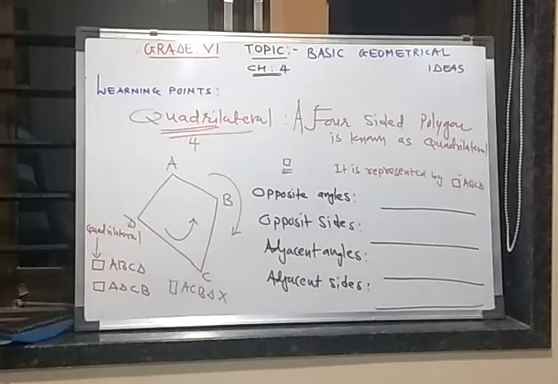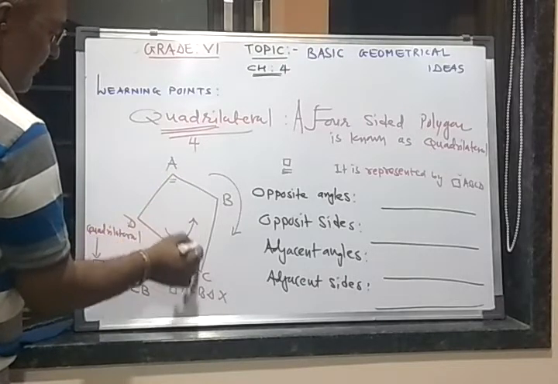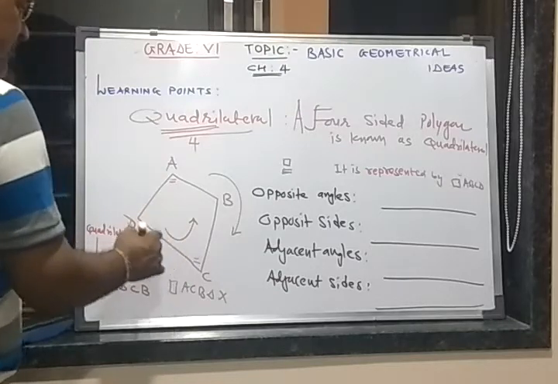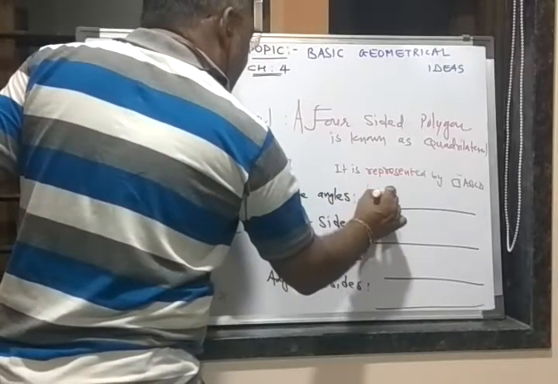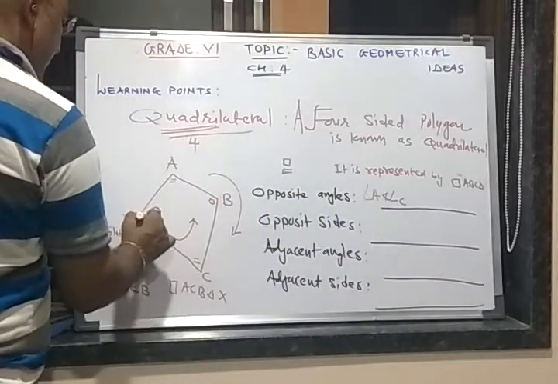Now let's discuss the opposite angles. Opposite angles, you see. Here this is an angle. This is also an angle. So these are known as opposite angles. So the opposite angles are angle A and angle C. Similarly angle B and angle D.